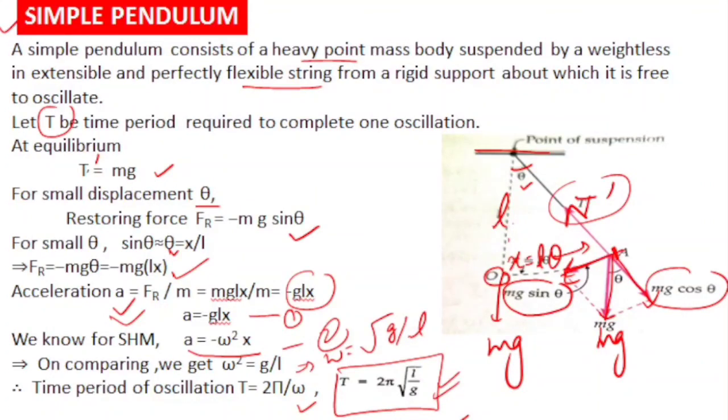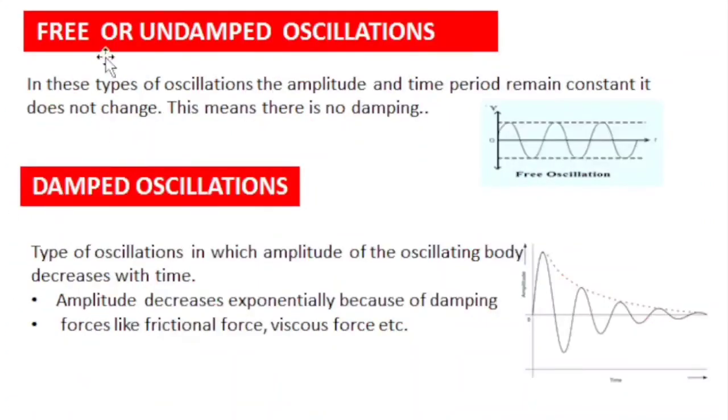Now after this, there are one or two definitions. First is the different types of oscillation. The first one is free or undamped oscillation. What is free or undamped oscillation? In this type of oscillation, the amplitude and time period remain constant. They do not change with time. The amplitude always remains constant. This type of oscillation is called free or undamped oscillation. There is no damping in this case. No frictional force exists in this case.